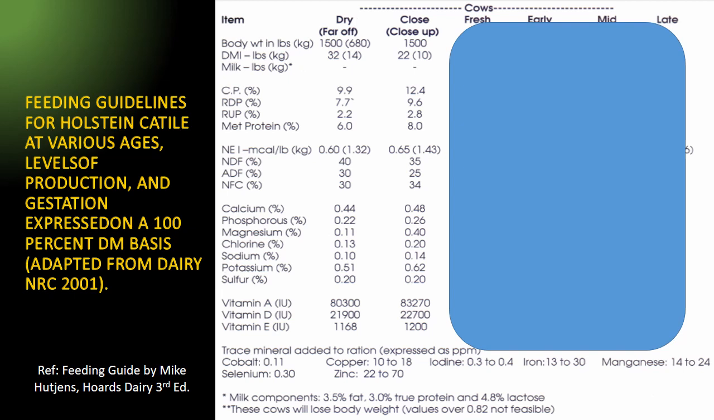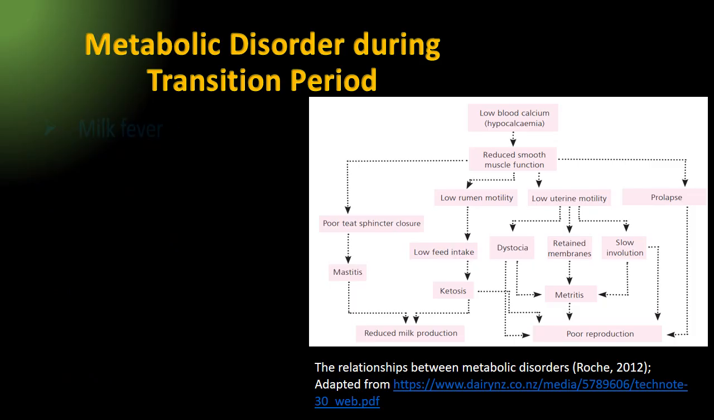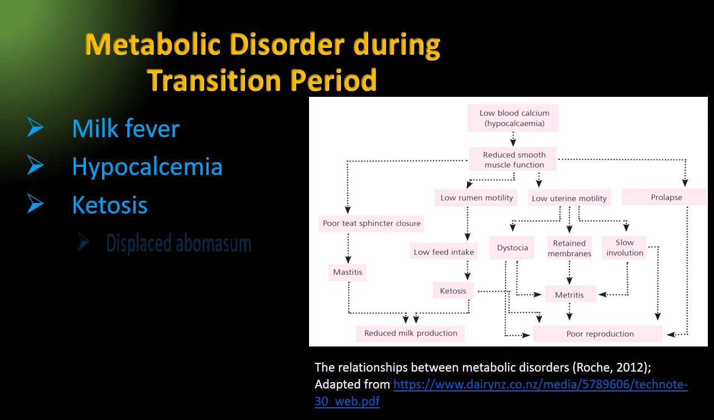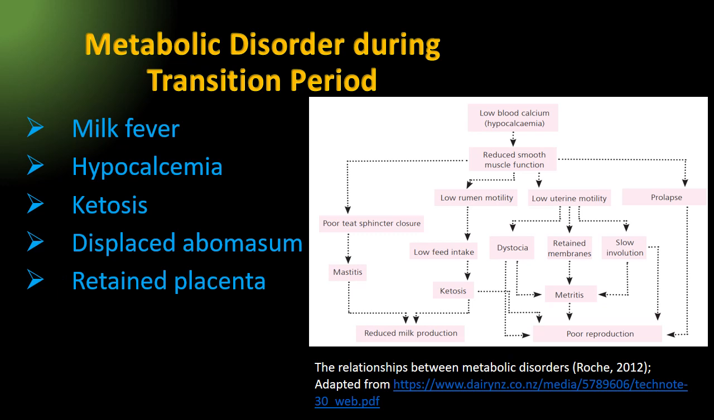So during a transition period, sometimes animals may suffer from a number of metabolic diseases like hypocalcemia, retained placenta. So that's why we have to be very careful while feeding animals during the dry period, and we should take care of their body condition score.